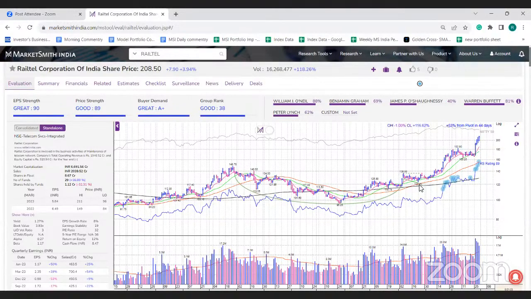So Railtel is a very good proxy play over there, and it is expected to have a very, very good benefit from the digital transformation programs of the government, and especially on the railway side.